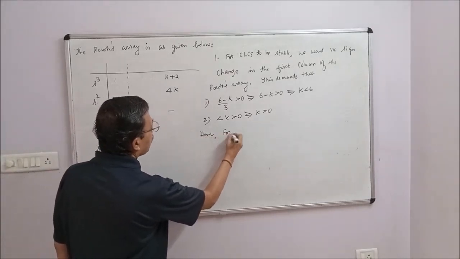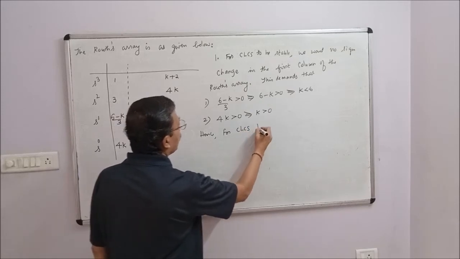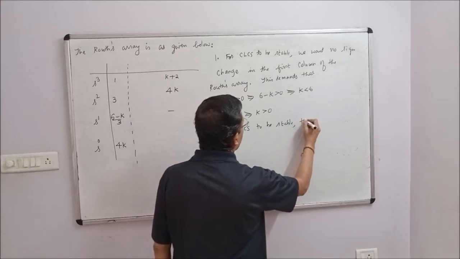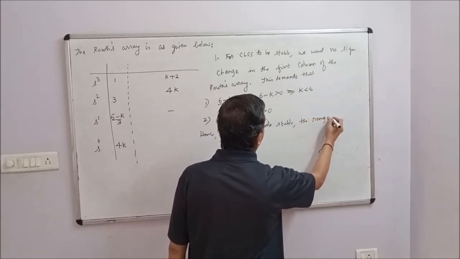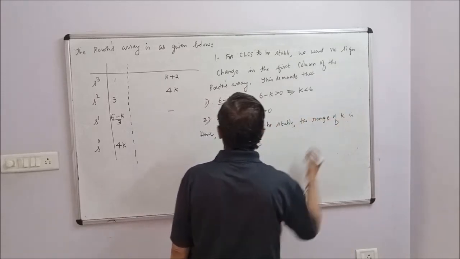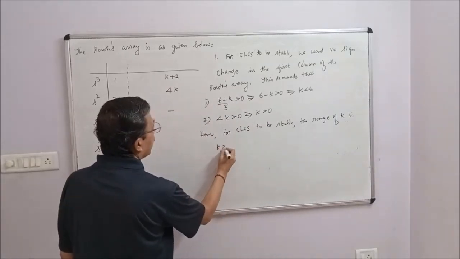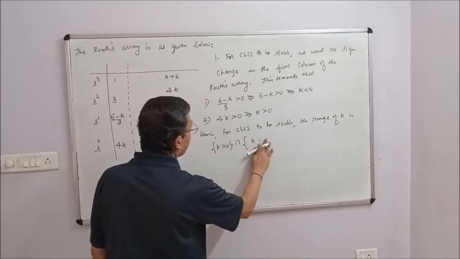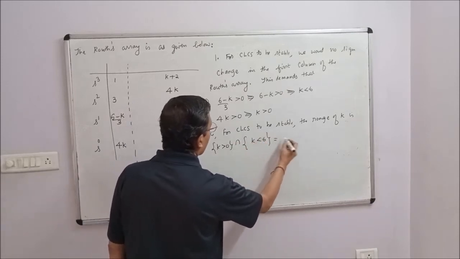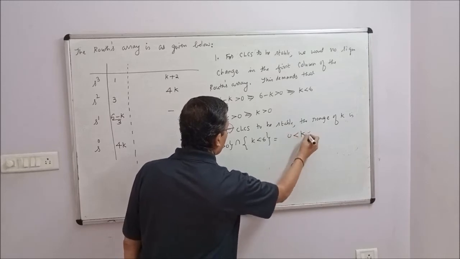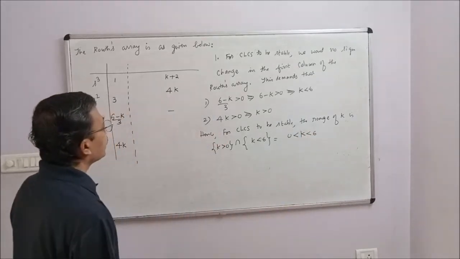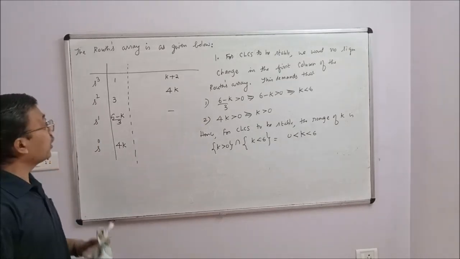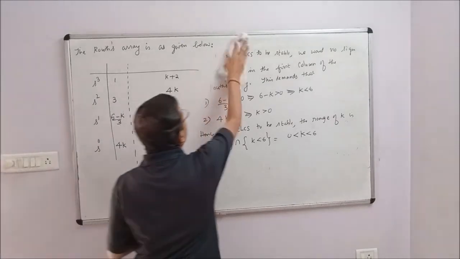Hence, for the closed loop control system to be stable, the range of K is K greater than 0 intersecting with K less than 6, which equals 0 less than K less than 6. First part is over. Next is asking the value of K for oscillations.